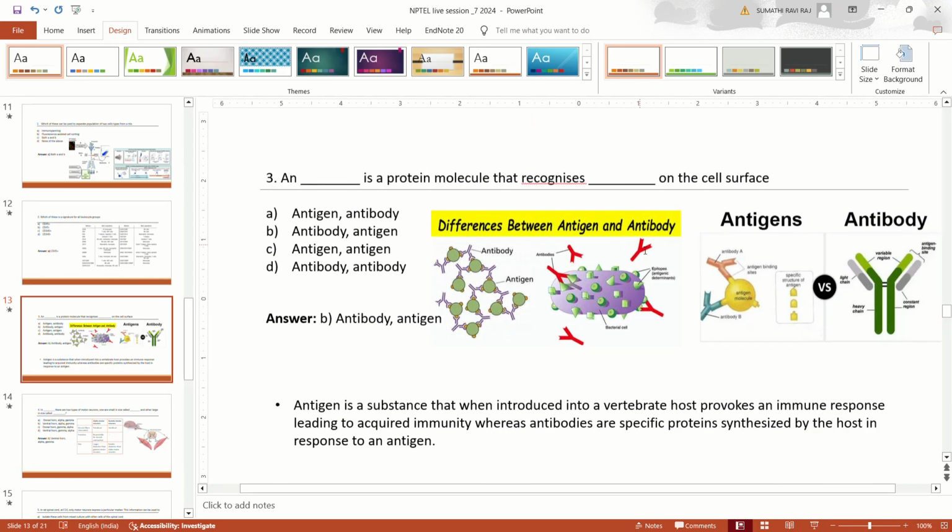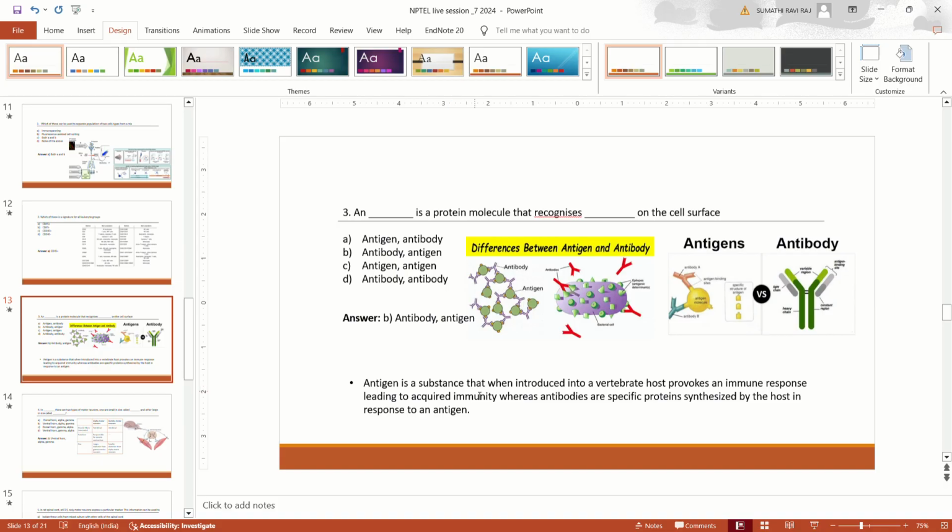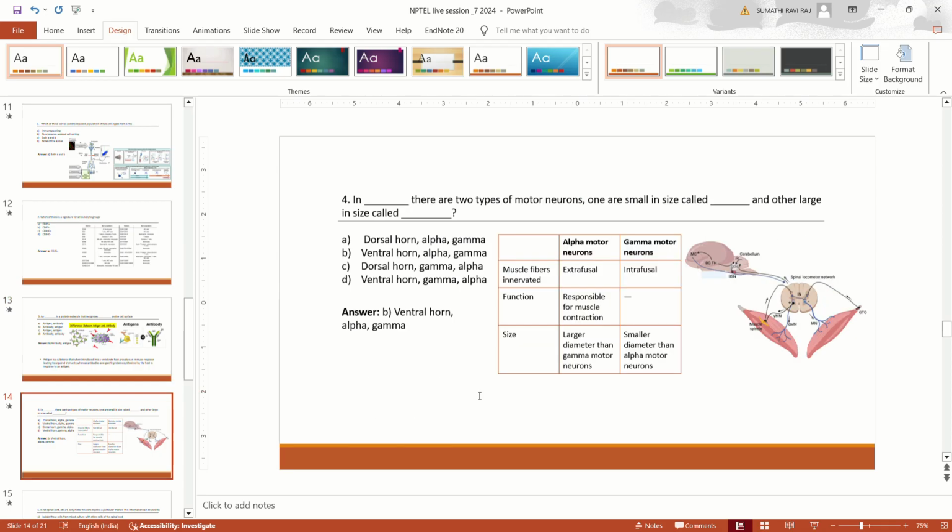So you can see the red ones are the antibodies. Antibodies, once generated, will be in circulation. They are protein molecules and they go in circulation and fight the complementary antigen and detect it. An antigen is a substance that, when introduced into a vertebrate host, provokes an immune response, leading to acquired immunity, whereas antibodies are specific proteins synthesized by the host in response to an antigen. Okay, so that is the difference between antigen and antibody.